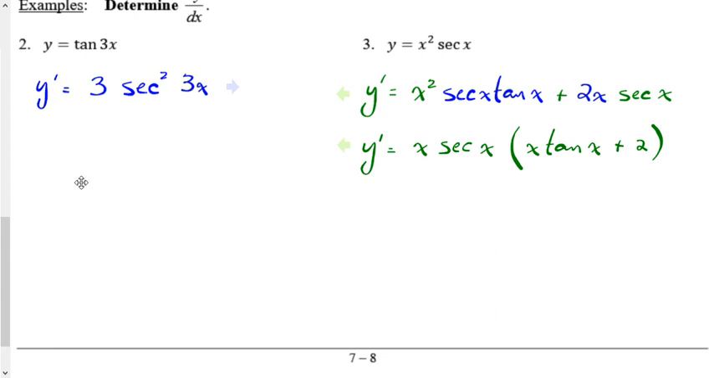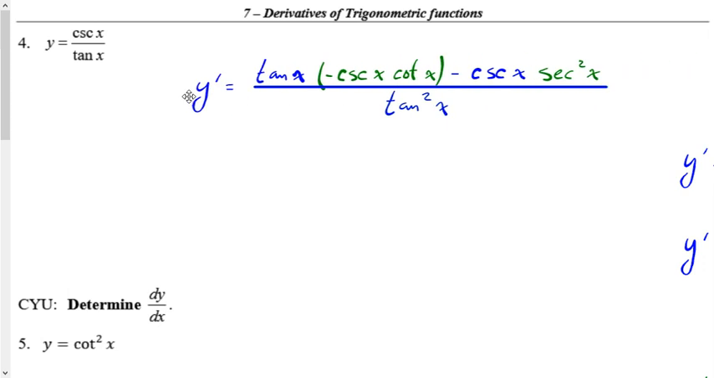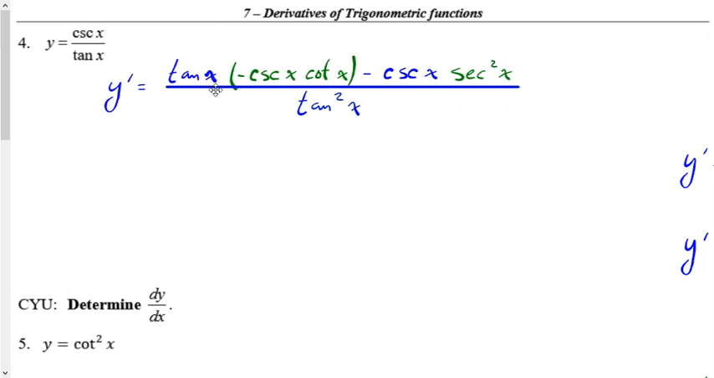Question number 4. Now we have a quotient. Quotient rule says we'll do low, which is tangent of x, d high. So this is one of the new derivatives. Derivative of cosecant x is negative cosecant x cotangent x, plus high d low, as we discovered in our warm-up question. Derivative of tangent is secant squared x. Square the bottom, there you go.